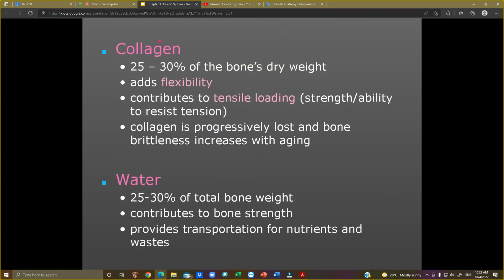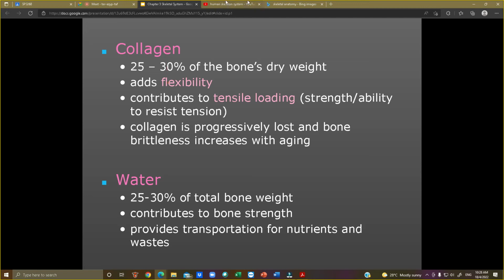The third one is collagen. Okay, collagen, 25 to 30% of the bone's dry weight, adds flexibility. Now we have some sort of flexibility. Don't imagine flexibility like what we do. Our bone cannot go to that extent. But our bone is flexible, meaning that it is able to absorb some sort of impact in terms of tensile.